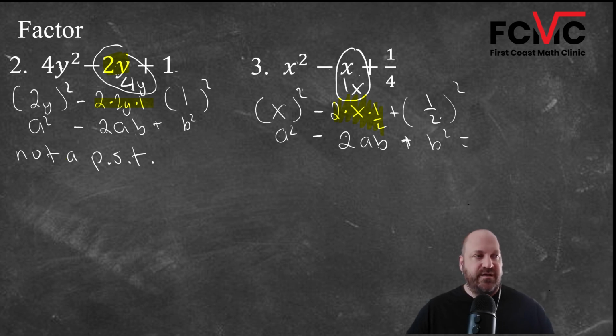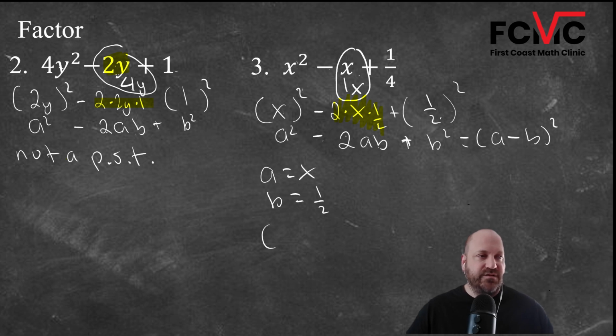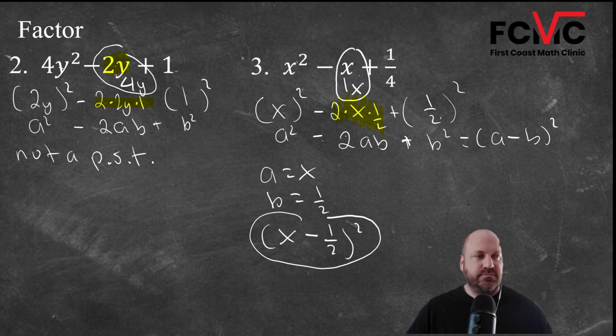We know that a squared minus 2ab plus b squared, well, that's going to be a minus b squared. We know a is x, b is 1/2. So our factored binomial is going to be x minus 1/2 squared, and this is going to be our answer. All right, let's look at example number 4.